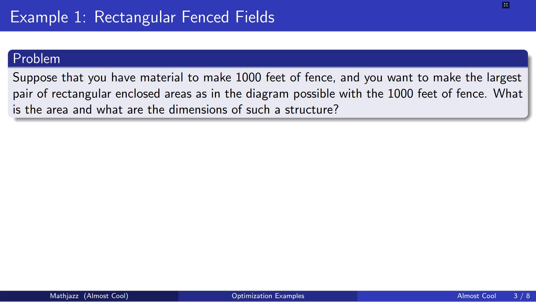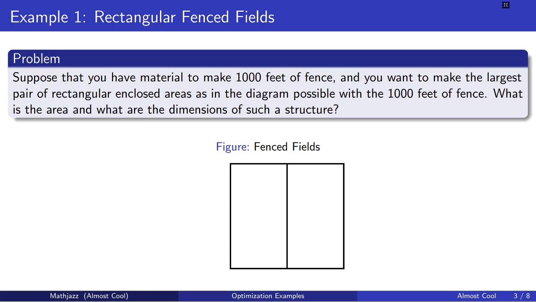The problem statement is, suppose that you have material to make 1,000 feet of fence, and you want to make the largest pair of rectangular enclosed areas, as in the diagram below, possible with the 1,000 feet of fence. What is the area and what are the dimensions of such a structure? Here's the diagram.